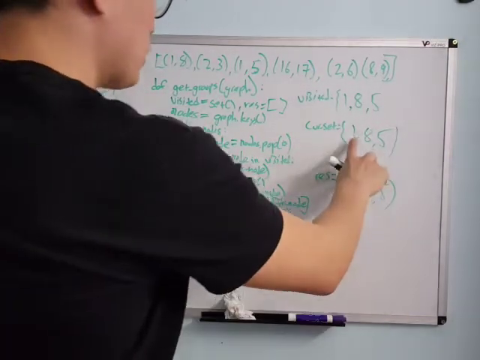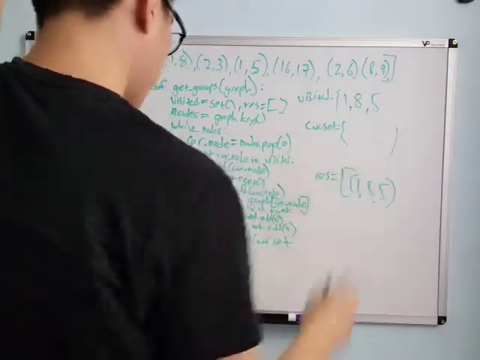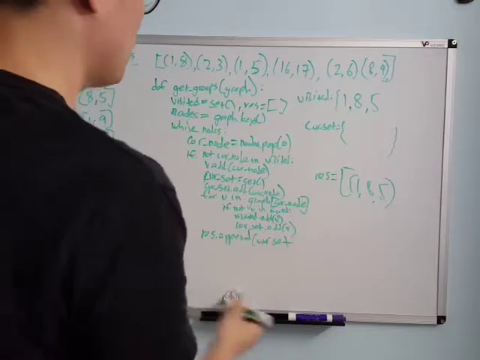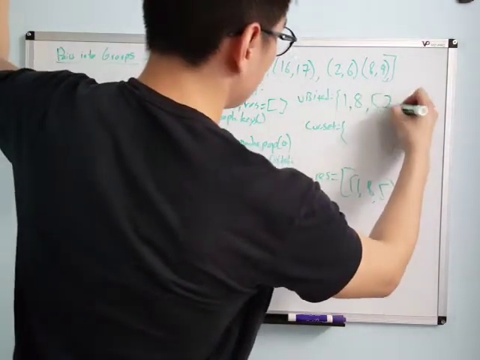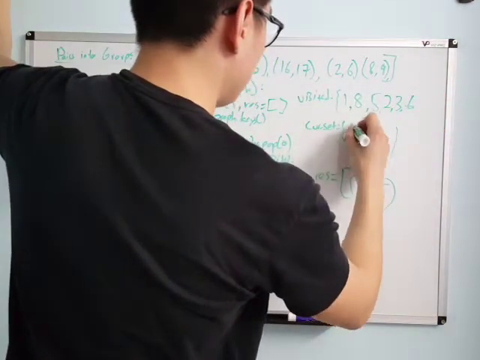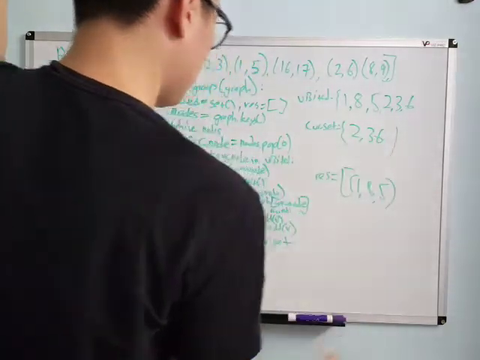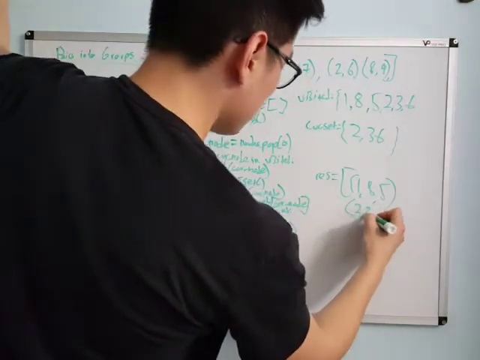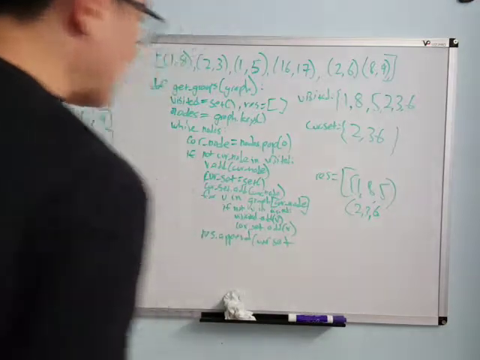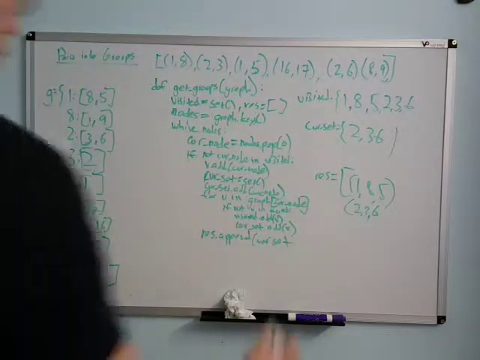Then we create a new cur set. 2, 3, and 6 are all not visited, so we'll add all of those to visited: 2, 3, and 6. Results would have 2, 3, and 6. Cur set.